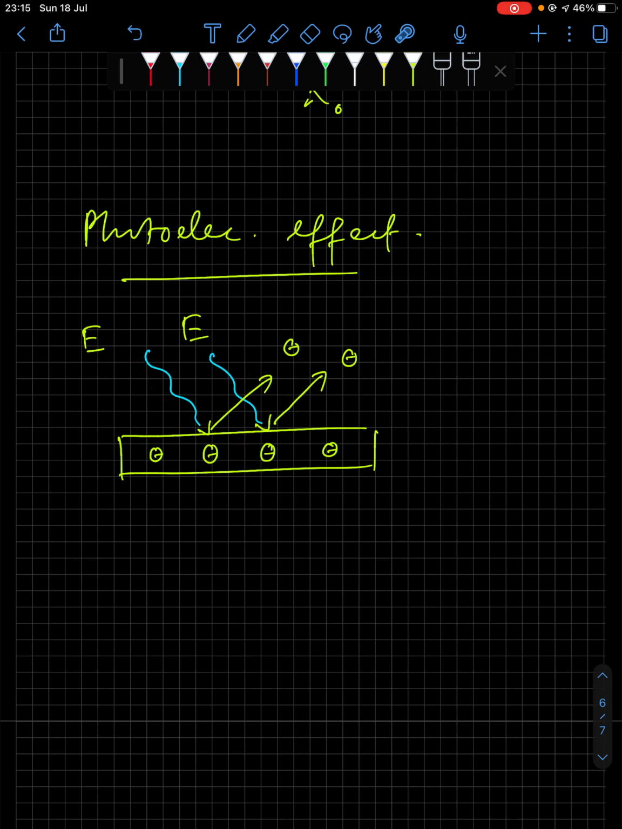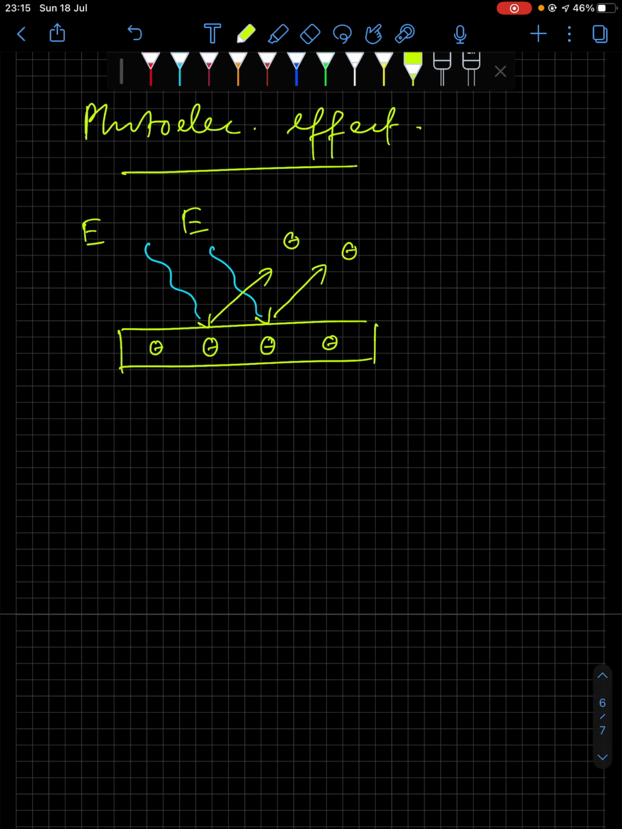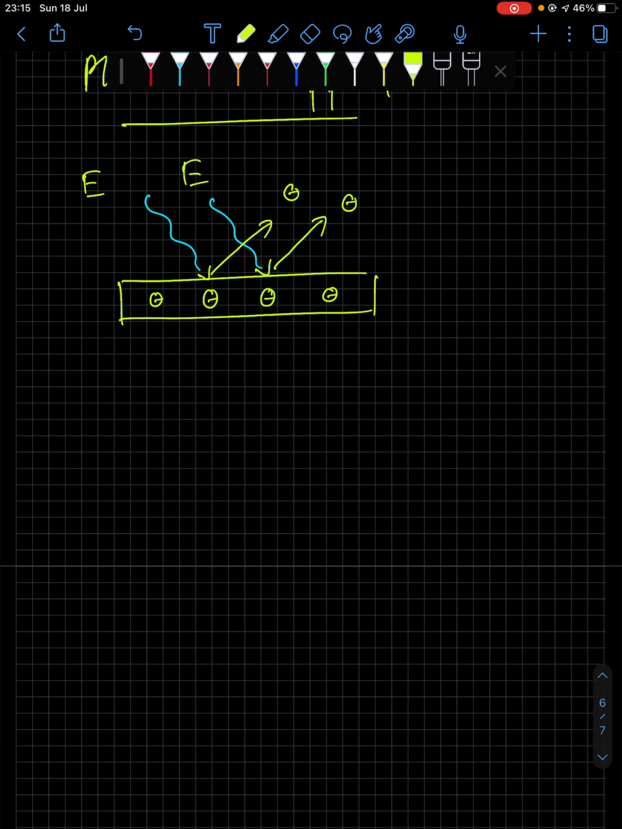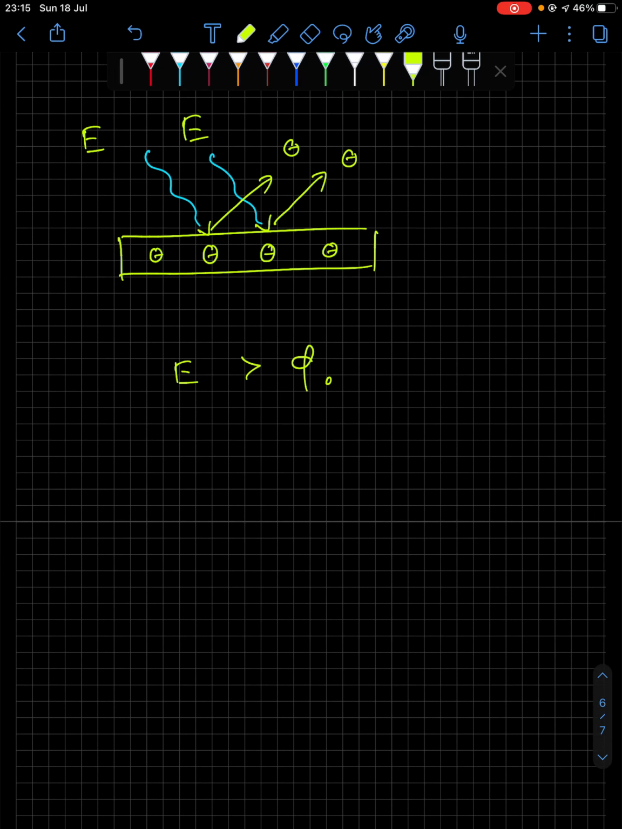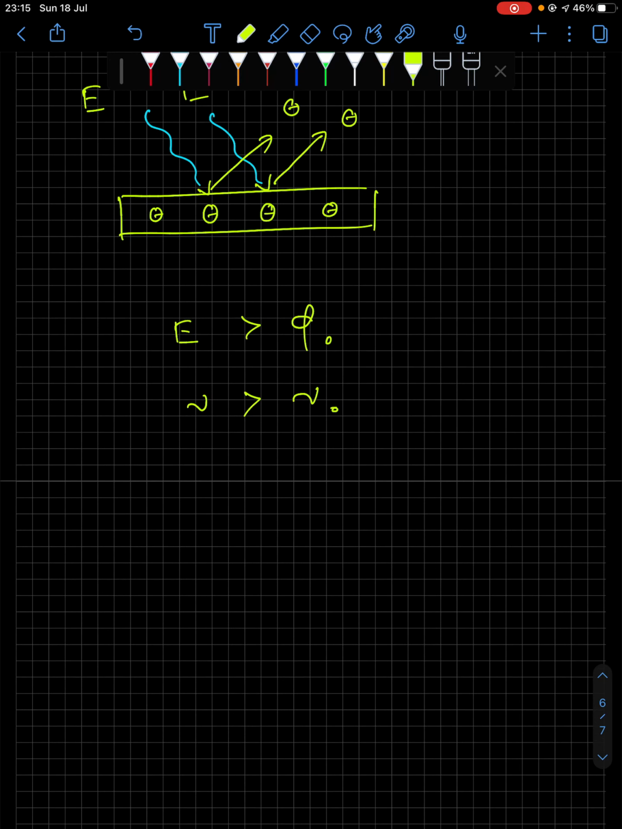Therefore, if five photons hit the metal plate, 5 electrons will be knocked out. This is what you call the photoelectric effect. For the photoelectric effect to happen, the incident light energy should be greater than phi naught, that is in terms of energy. The incident light frequency should be greater than the threshold frequency, nu naught. But the incident light wavelength should be less than the threshold wavelength. If one condition is valid, then all three conditions are valid, because these relations come out of the first relation only.